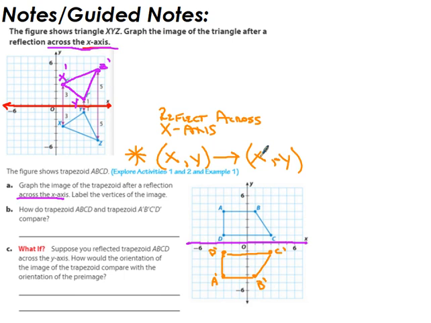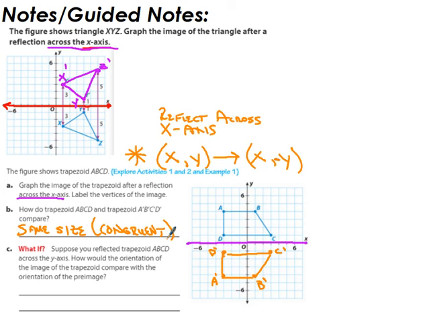So how do these trapezoids compare? They are the same size, meaning that they are congruent. They're the same exact shape, same exact size. So therefore, they are congruent still. We have not changed anything. So these are congruent shapes. They've just been flipped around a little bit. They're just a different orientation.